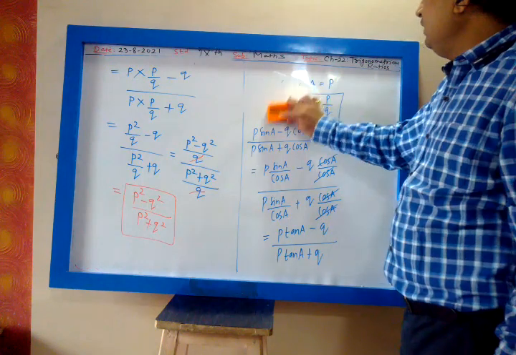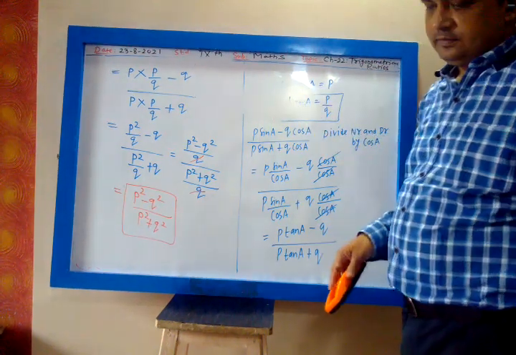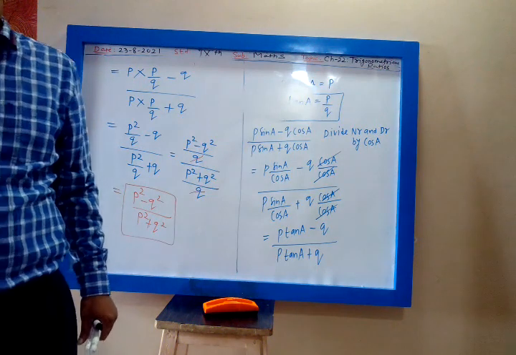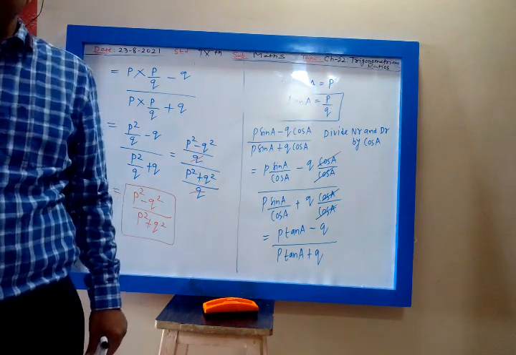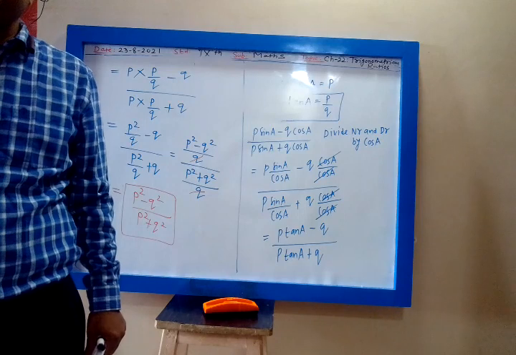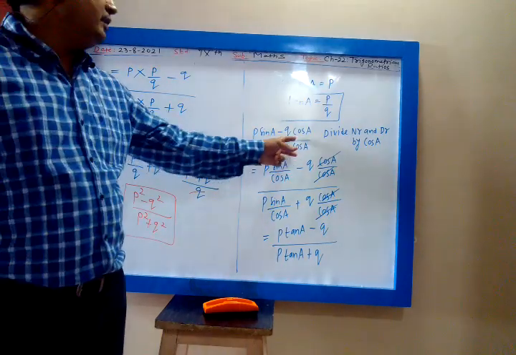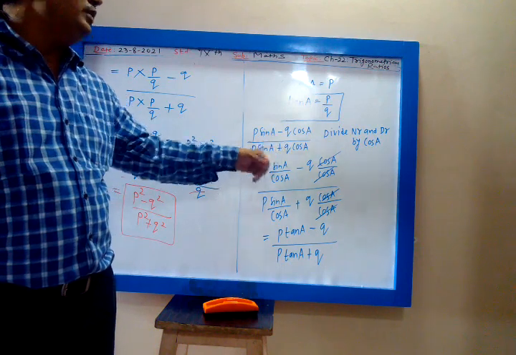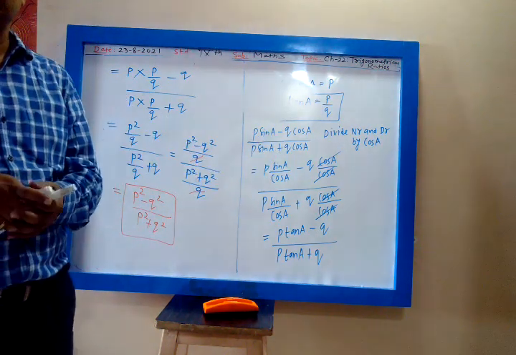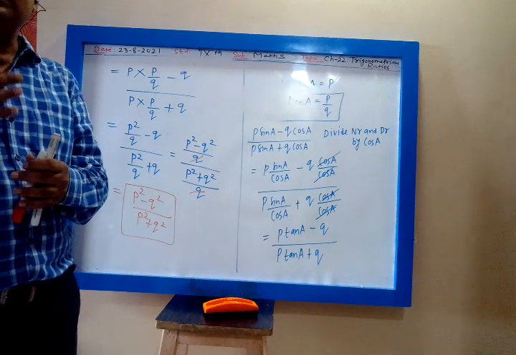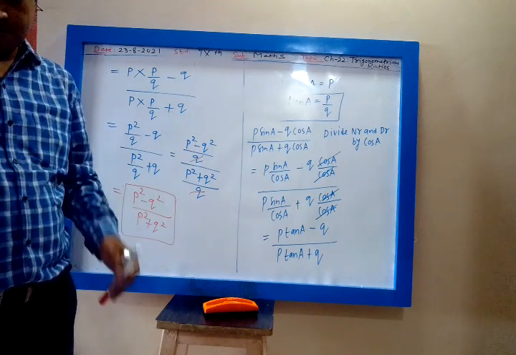So whenever you are given tan, sin, cos, you convert in terms of tan. Then whenever you are given the expression with sin and cos in numerator and denominator, divide throughout by cos. If you are having the value of cot, then divide numerator and denominator by sin.